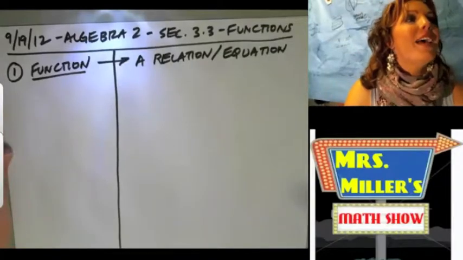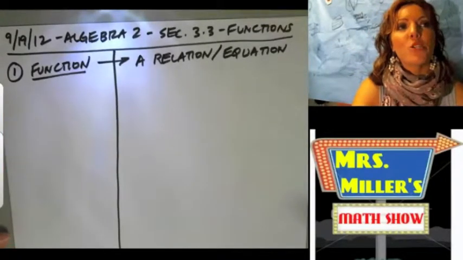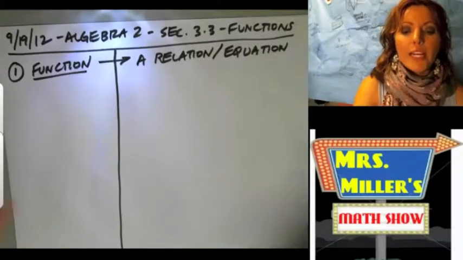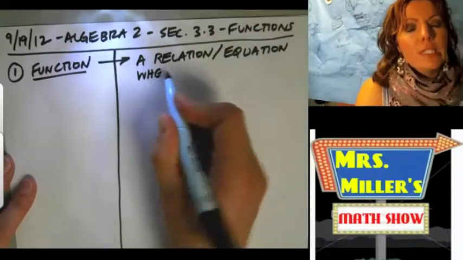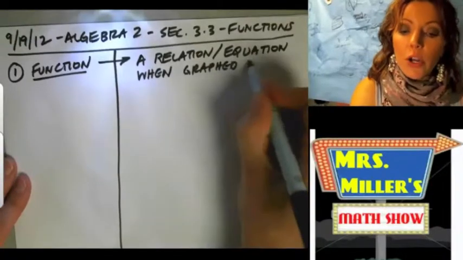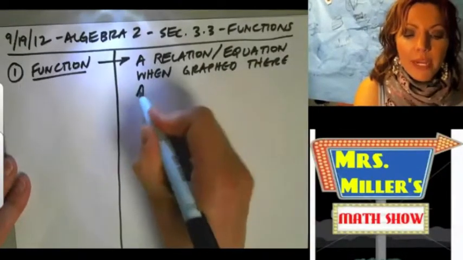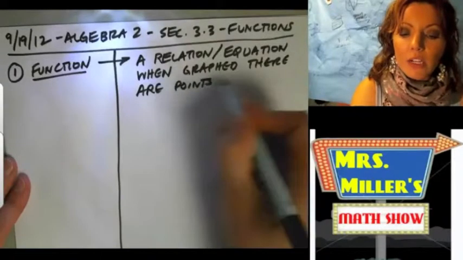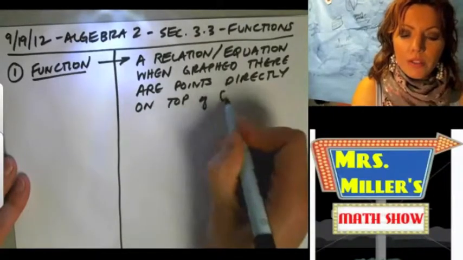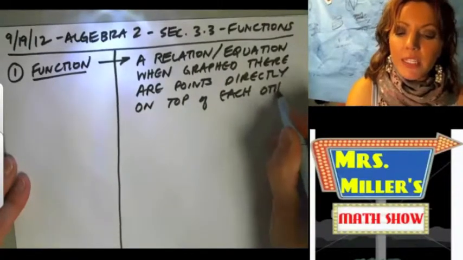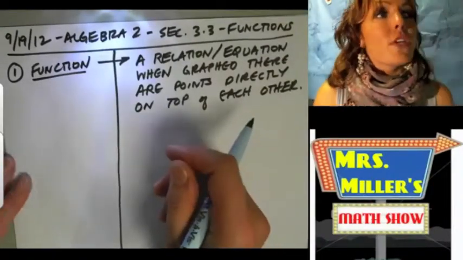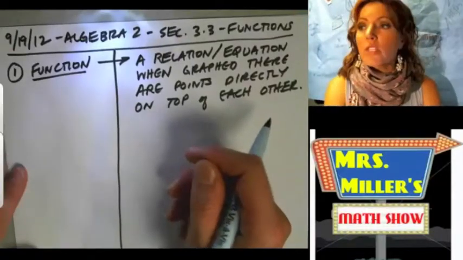Okay, so you guys feel free to move around anywhere that you would like to as we go through notes here. So it's a relation or an equation when graphed, there are no two points directly on top of each other. So we're going to go through some specific examples of this, so you guys can see exactly what that would look like. One of the ways that we're going to figure out whether something is a function or not is by what's called the vertical line test.